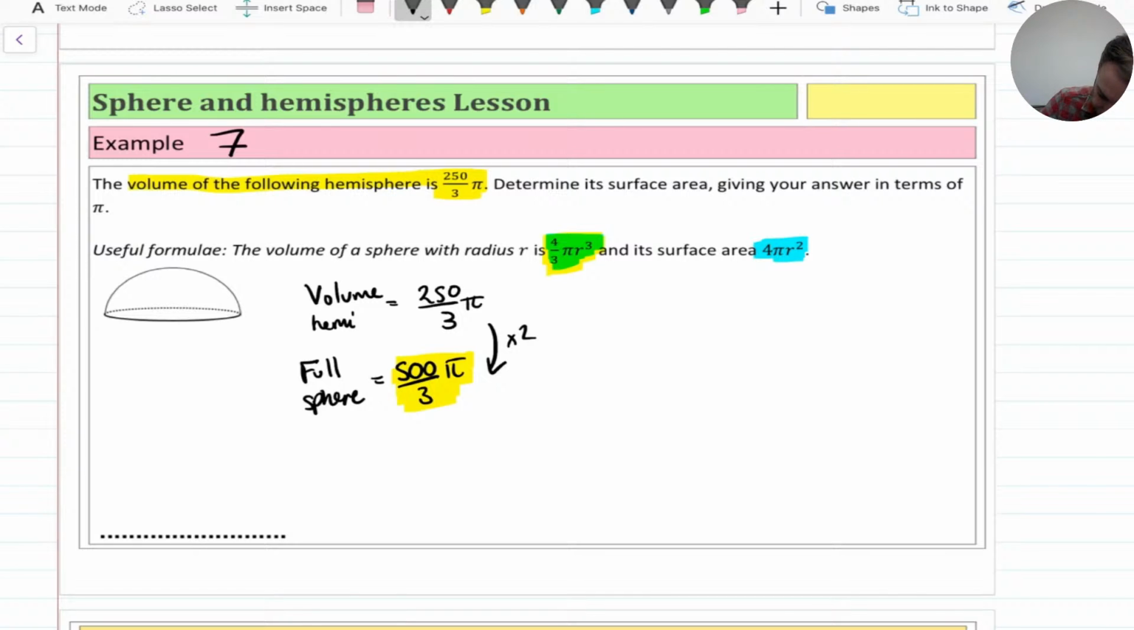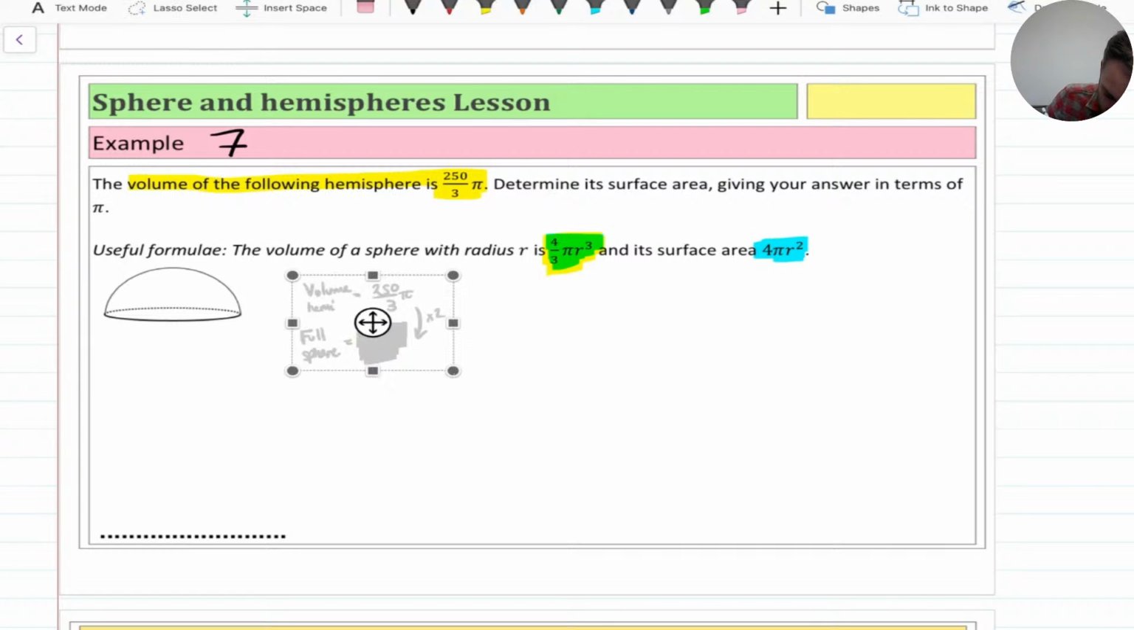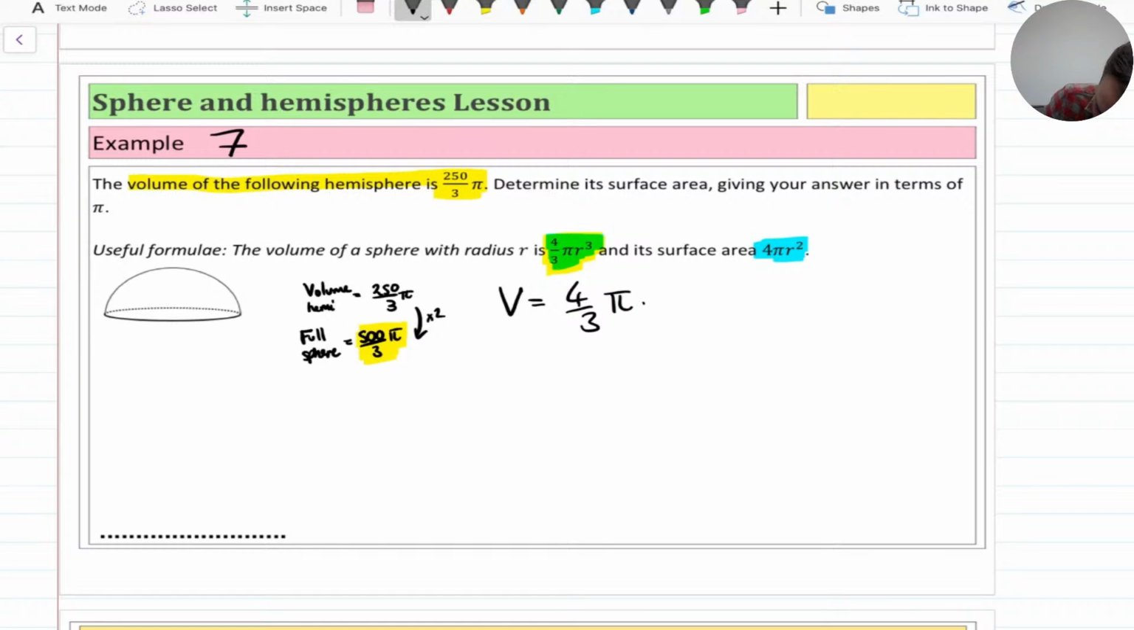So, first thing I'll do is I'll write down what the formula is. Now let me make this a little bit smaller. Like there. So I know that my volume is equal to 4 over 3 pi r cubed. I know that the volume of my full sphere is this 500 over 3 pi. So I can say that 500 pi over 3 is equal to 4 over 3 pi r cubed.